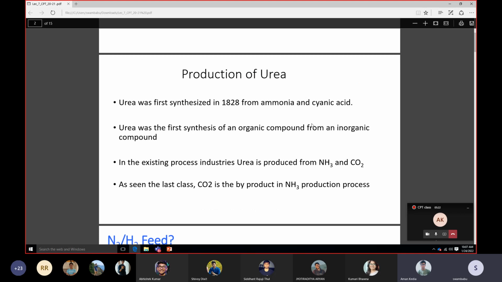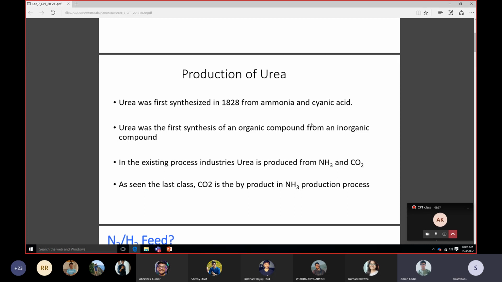Urea was first synthesized in 1828 from ammonia and cyanic acid, and urea was the first organic compound made from inorganic compounds. This is the first synthesis of an organic compound from inorganic compounds. That is the beauty of this.